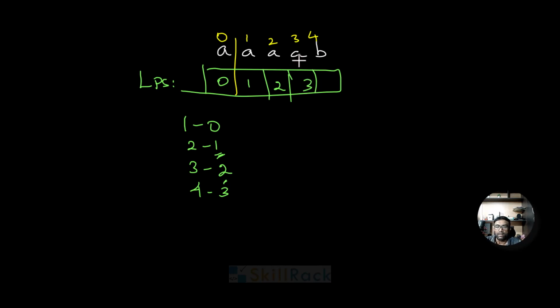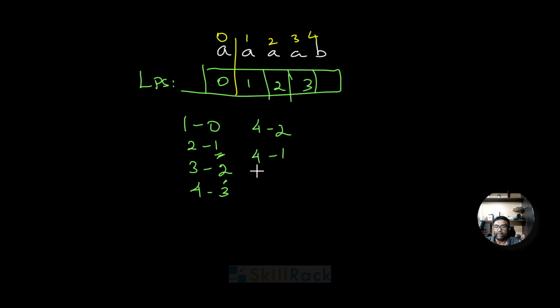So 4 and 3 are not matching. Now you should not immediately go back to 0 as in the brute force approach. You are at index 3. What is the previous value? 2. So you compare 4 and 2. They are also not matching. Then at 2, what is the previous value? You compare 4 and 1. That is also not matching.